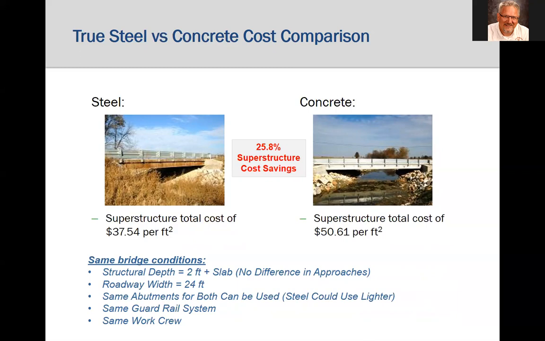This is for 2 almost identical bridges where they have the same structural depth, which means no difference in the approach work, the same roadway width, the same guardrail system, the same abutments, and the same county crew built both bridges. This demonstrates that steel is competitive with concrete, and the preconception that concrete is always less expensive is incorrect. Steel short-span bridges can, and many times will, be less expensive than the concrete option.